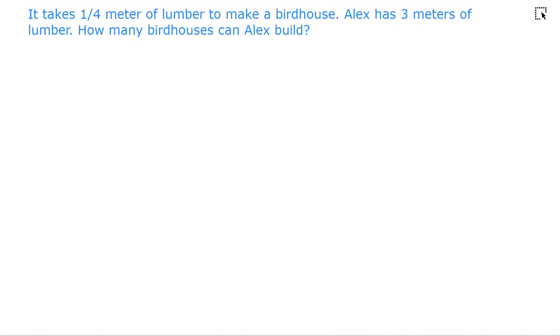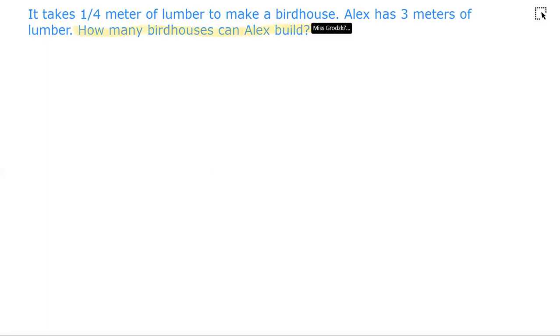It takes 1/4 meter of lumber to make a birdhouse. Alex has 3 meters of lumber. How many birdhouses can Alex build? So I'm going to start by highlighting the question that I actually have to answer. So I'm going to highlight how many birdhouses can Alex build?